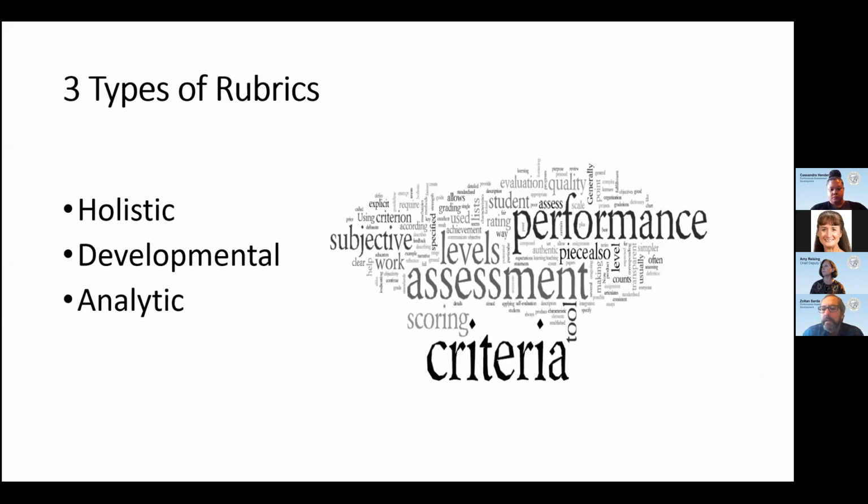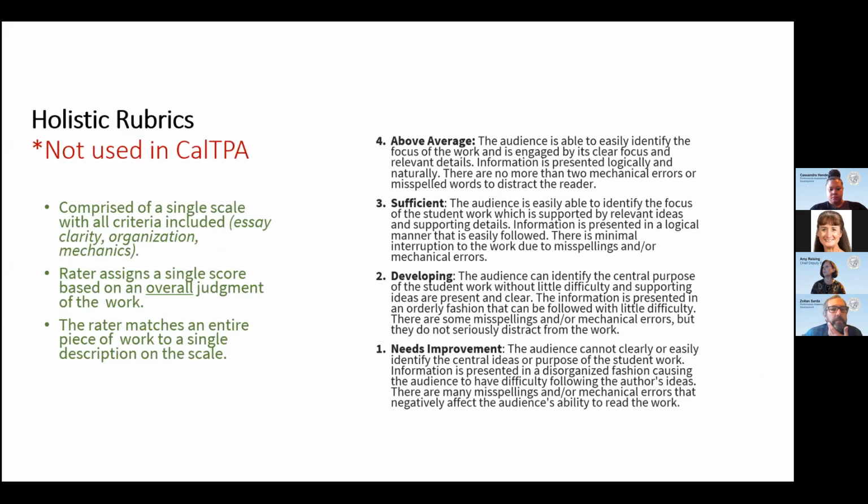So in general, there are many types of rubrics, but I'm just going to focus on a few as examples. So holistic rubrics, developmental rubrics, and analytic rubrics. The CalTPA uses analytic rubrics, and I just want to sort of highlight some of the differences here. So again, a holistic rubric is really looking at assessing the sort of totality of a piece of work or performance of a student. And so like this is an example of a holistic rubric that outlines the clarity, organization, and mechanics of an essay.